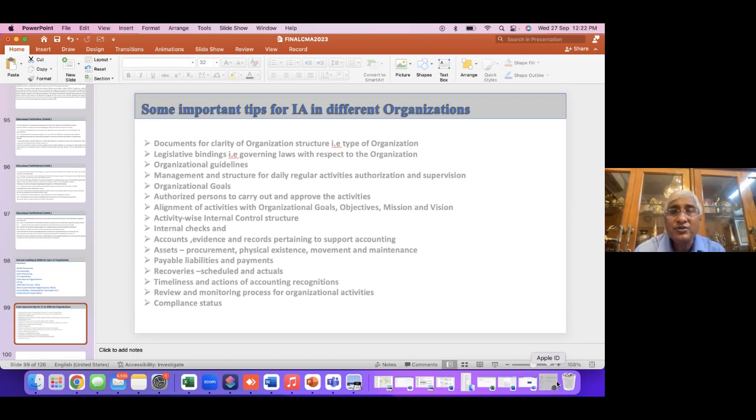So some important tips for IA in different organizations: the documents for clarity of organization structure. As you are finding on the slide, that is the type of organization, legislative bindings governing laws with respect to the organization, organizational guidelines, management and structure for daily regular activities, authorization and supervision, organizational goals, authorized persons to carry out and approve the activities, and alignment of activities with organizational goals and objectives.